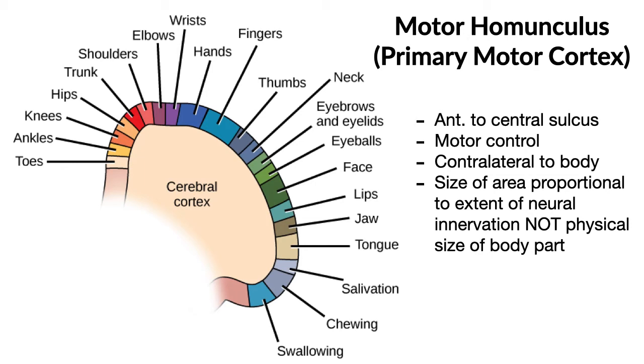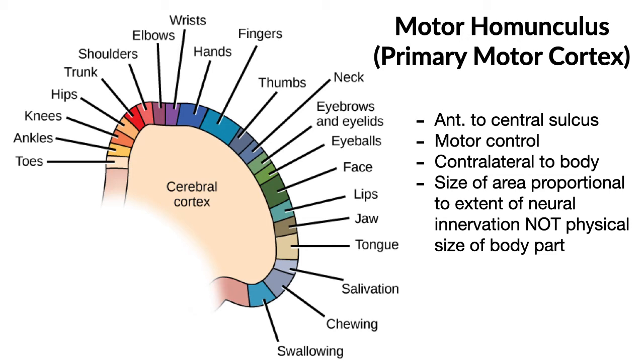And finally, the size of the area is proportional to the extent of neural innervation, not proportional to the physical size of that body part. So let's look here for a second at the fingers. Now the fingers in this illustration have the largest area. So in light blue there, it's the largest area of brain tissue in this figure, amongst the rest of the areas. So the fingers have the largest amount of area devoted to them, and that's because they have a greater number of cell bodies within that area.